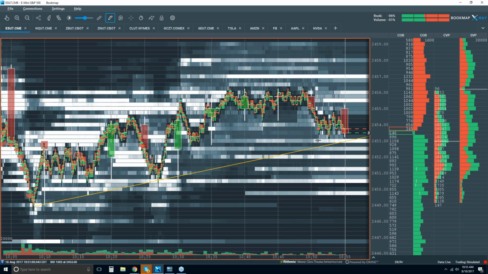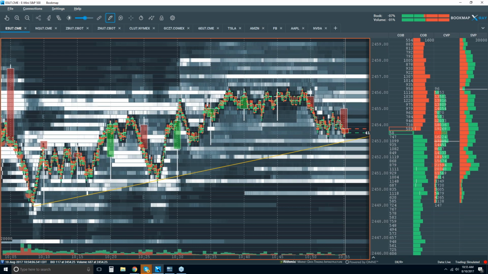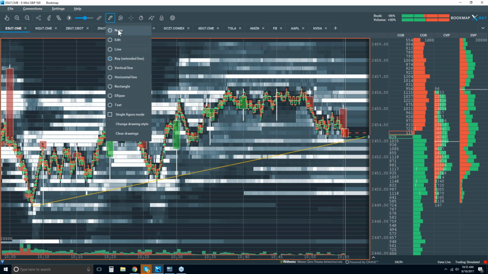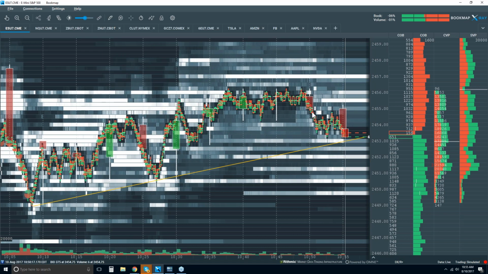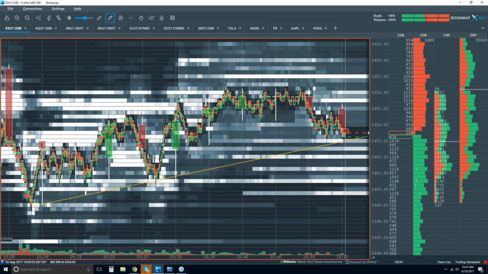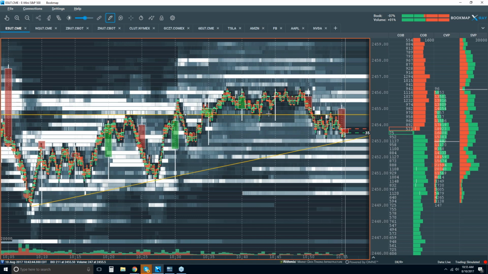Okay, there's all sorts of ways to play this. But the market is being recorded, and all the data is here in front of us. So we can also look at some horizontal lines here. I like both the trend lines and the horizontal lines quite a bit.